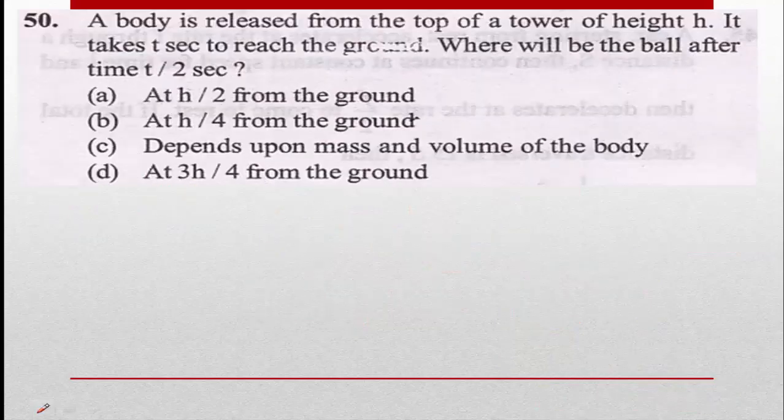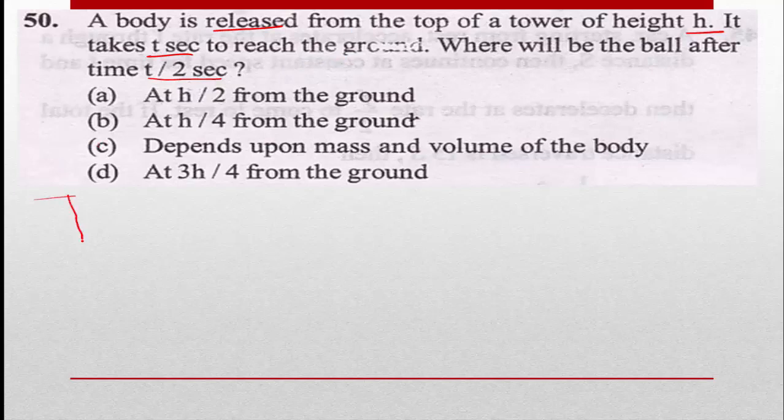And the next question is, a body is released from the top of a tower of height h. It takes t seconds to reach the ground. Where will be the ball after time t by 2 seconds? The body is released from the top of a tower of height h.